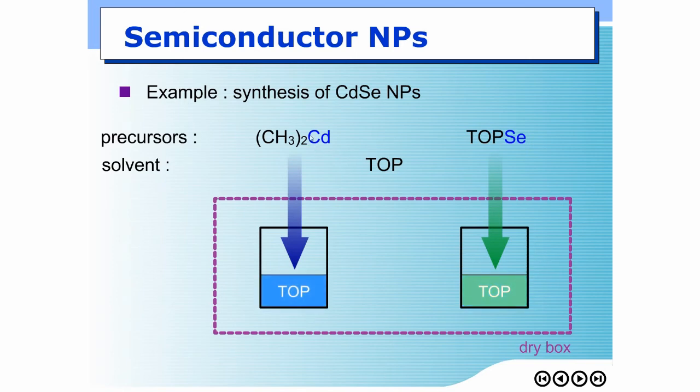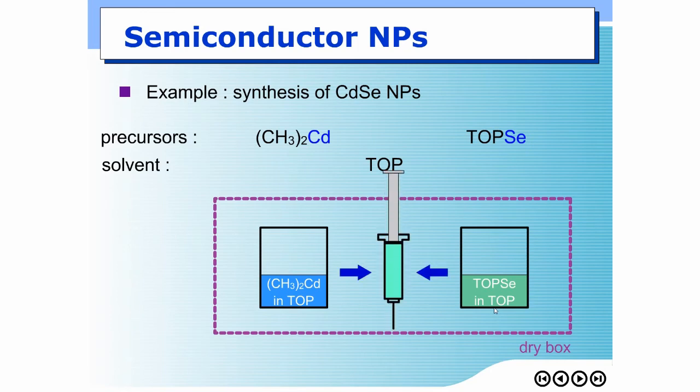We add precursor into solvent. Okay. Cadmium precursor in one beaker, selenium precursor in another. Then take a syringe, draw solution from cadmium precursor and draw solution from selenium precursor into the same syringe.